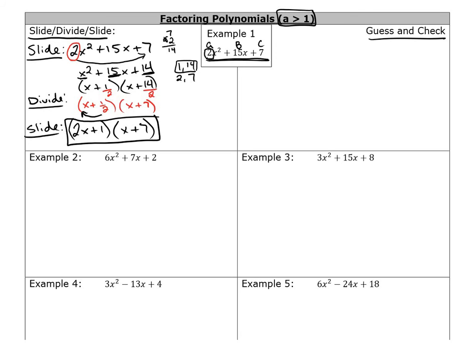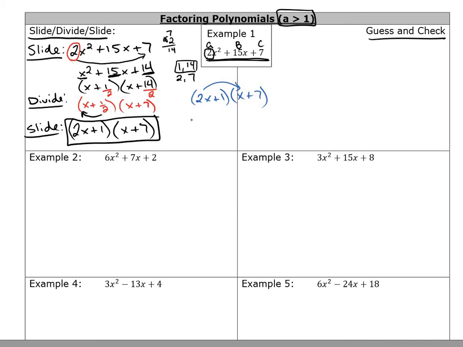And we can go ahead and check it here. 2x plus 1 times x plus 7. FOIL it. 2x times x is 2x squared. 2x times 7 is 14x. 1 times x is 1x. And 1 times 7 is 7. Combine the middle terms. 2x squared plus 15x plus 7. We see that that does match the original problem.